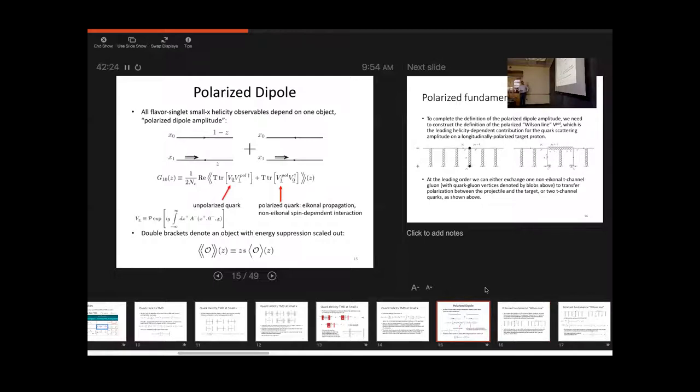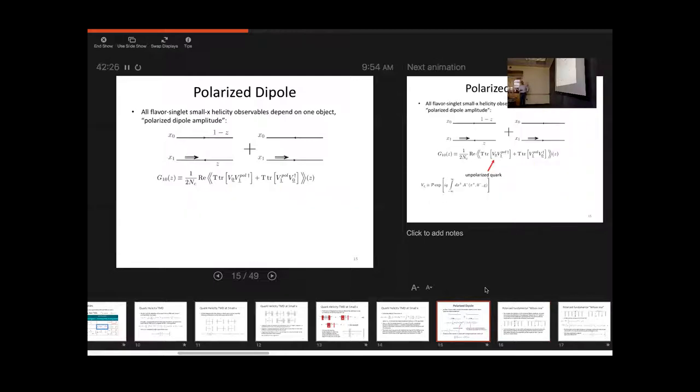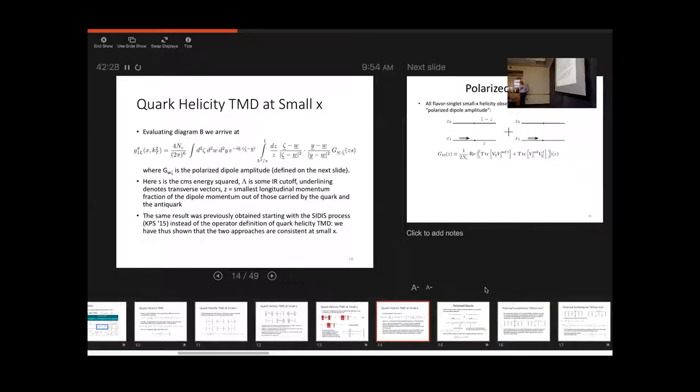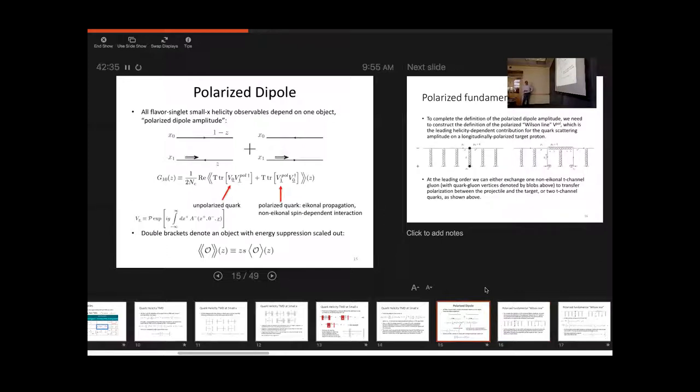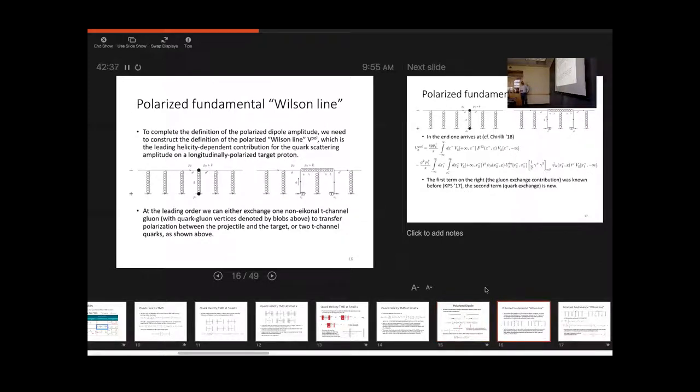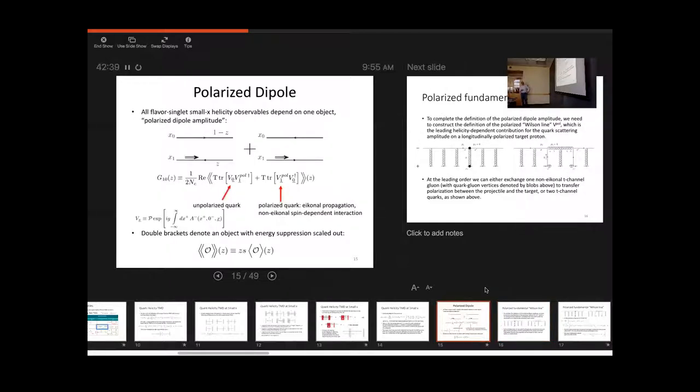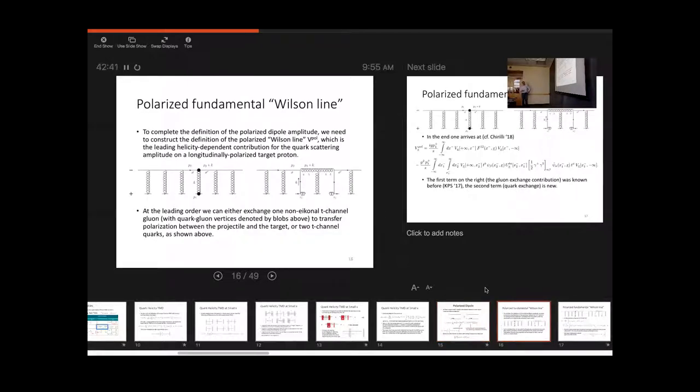Okay. So this is the operator, and it just comes out when we massage this diagram B to get this expression. We get this operator, or from the DIS cross section that we know. Okay. So now we need to write an operator for the polarized Wilson line. How do we do it? This is a more recent one.